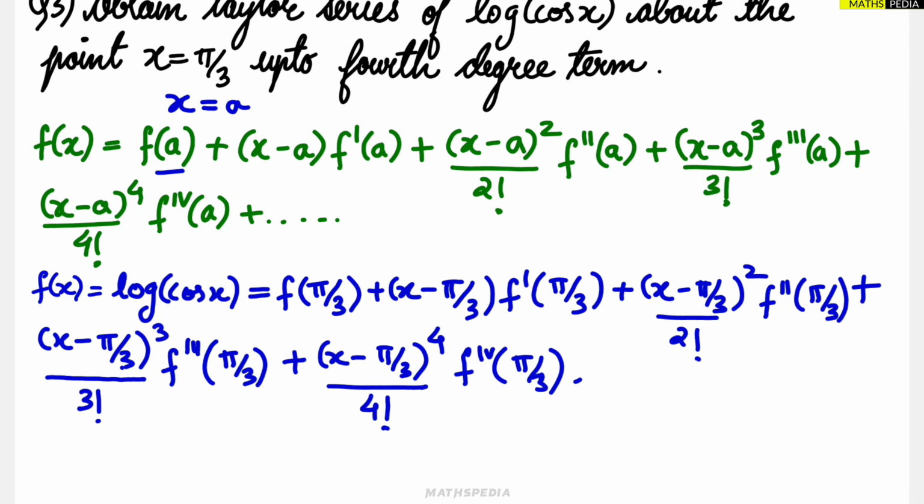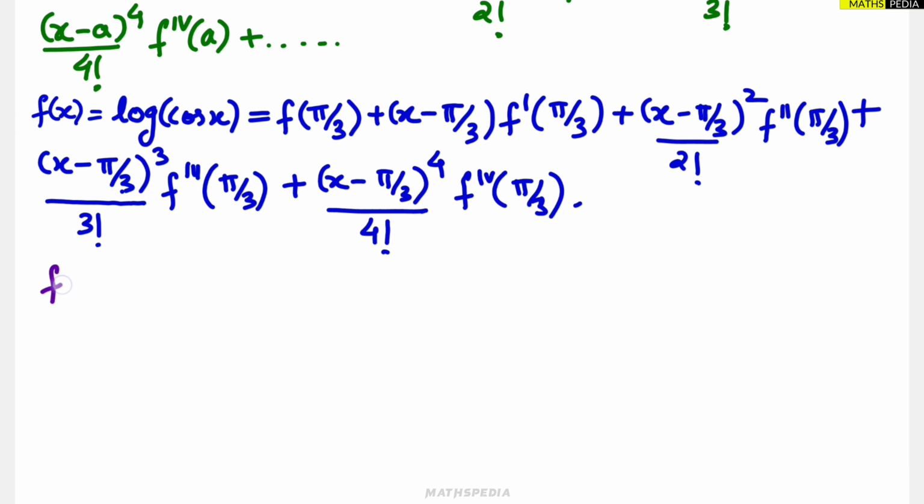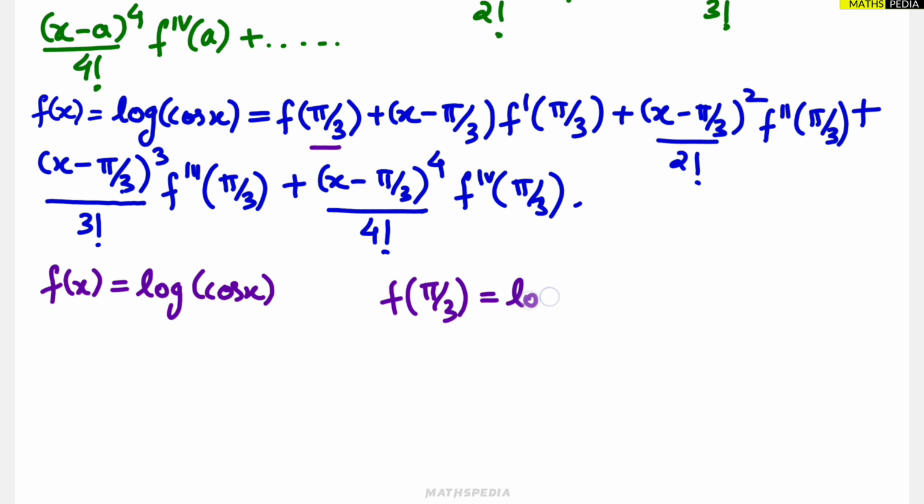So what all terms we need to find out? We need to find out f of pi by 3, then the first derivative, second derivative, third and fourth. So let us do that. Here f of x is given as log of cos x. If I want to find out the first value, which is f of pi by 3, in place of x I am going to substitute pi by 3. So cos pi by 3 I am going to substitute. What is cos pi by 3? Pi value is 180, 180 by 3 is 60. So cos 60 is 1 by 2. So log 1 by 2.